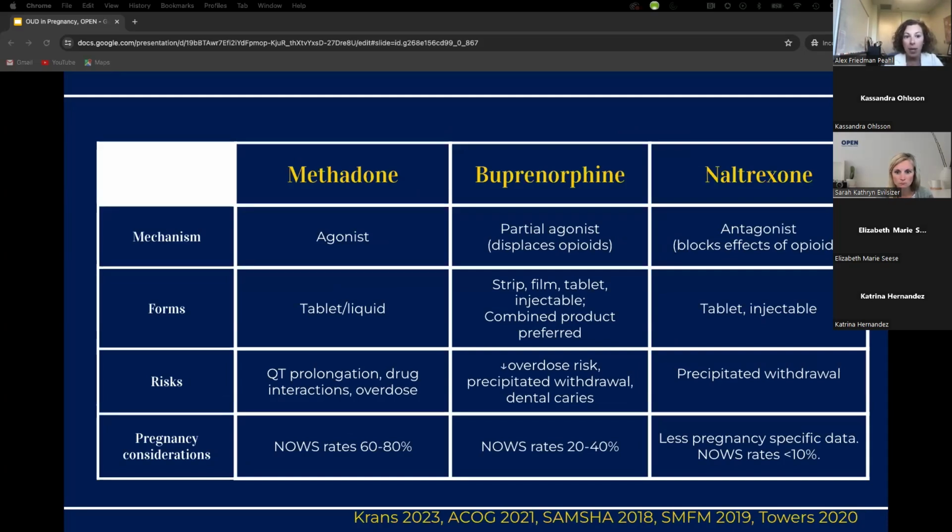The three key options for medication for opioid use disorder are the same in pregnancy and outside. The majority of the data to date comes from methadone and increasingly from buprenorphine, with emerging data coming on the safety of naltrexone as well. The considerations for these medications are the same in pregnancy and outside, with a few key things to consider. For methadone, the rate of neonatal opioid withdrawal is higher than for buprenorphine. Rates are reported at 60 to 80% for methadone versus 20 to 40% for buprenorphine. Naltrexone, as I mentioned, has less data to date, but we do see the lowest rate of neonatal opioid withdrawal, which makes sense with the mechanism of the medication, with rates lower than 10%.